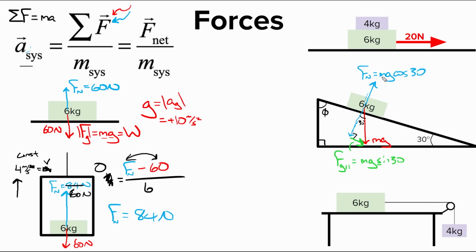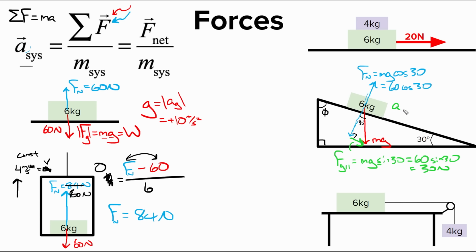You'll be like, well, wait, I don't even get it. What do I do here? Well, that just means mg is 60. 60 times cosine 30 would be your normal force. And your force of gravity in the parallel direction would be 60 times sine 30, but sine 30 is just a half. So this would be 30 newtons going down the ramp.